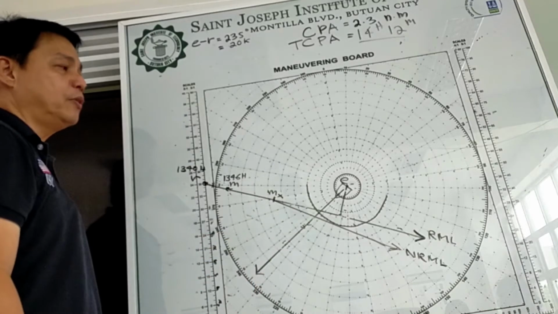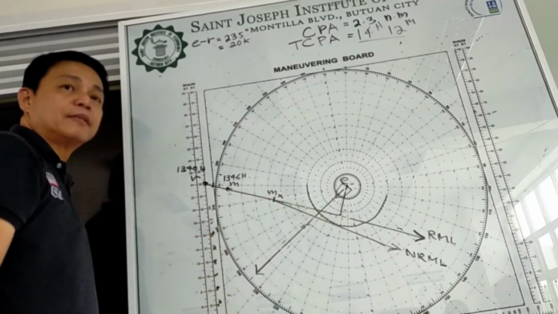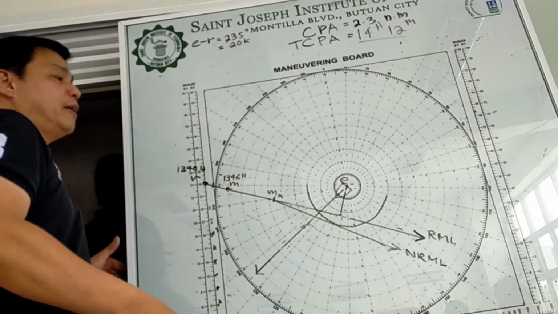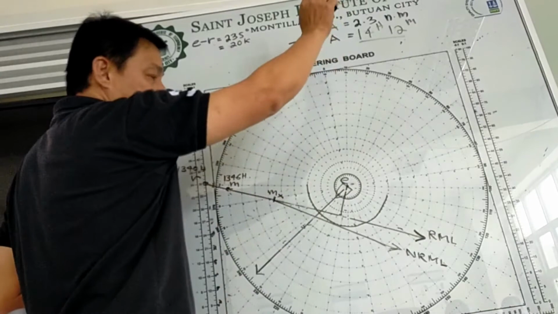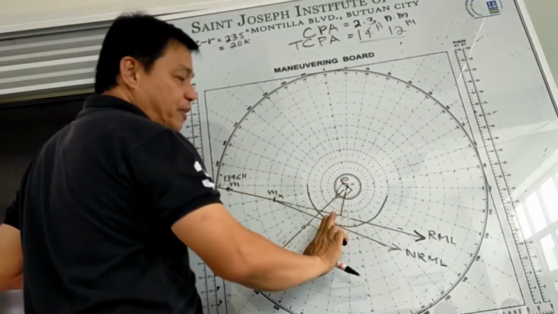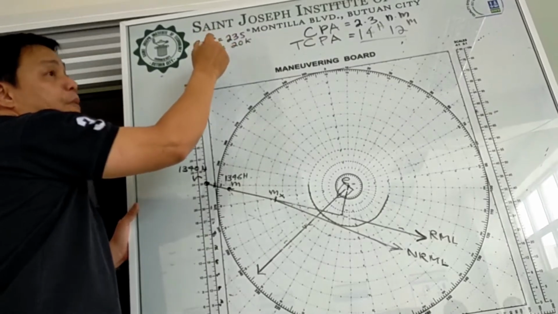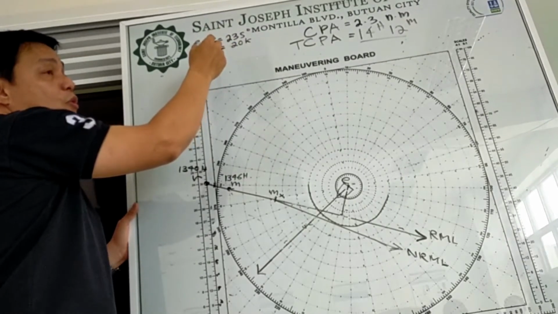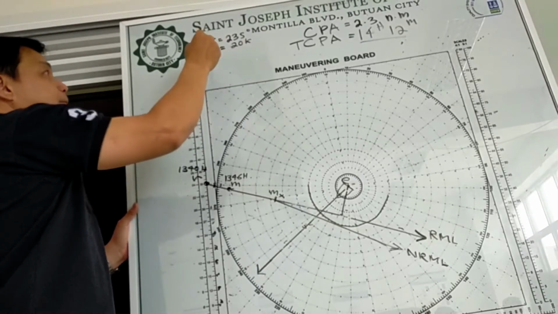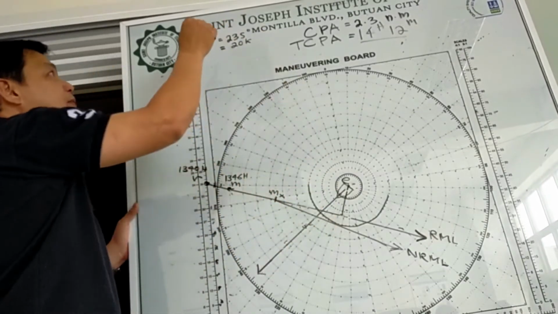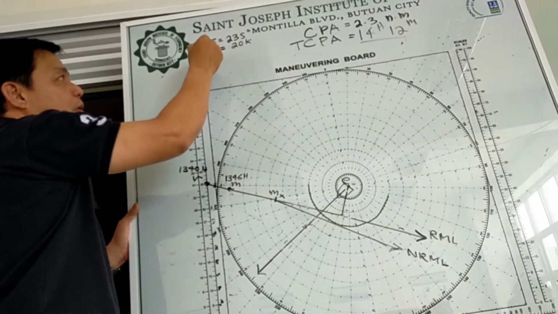Okay, next thing to do, ato na siyang balhinon sa pikas. Kaya ang purpose na to ani, the true course of the target, and the true speed of target. But before we continue with that, let's go to the second vector known as E to M.